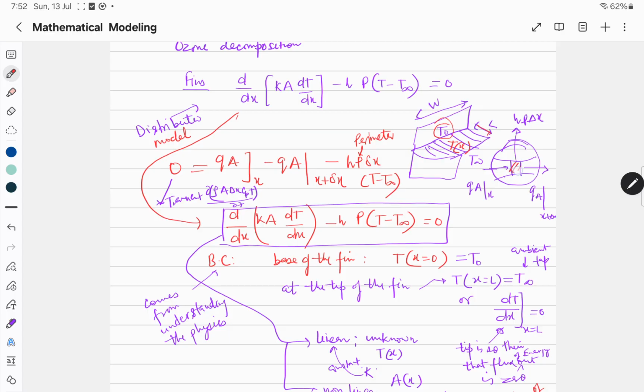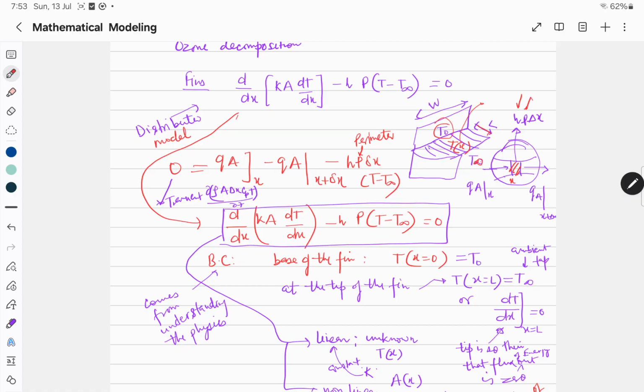So take a small strip like this. Heat going in is QA at x location, and heat going out is QA at x plus delta x, and some heat will be going outside from this fin to the atmosphere. So that's related to h P delta x (T minus T infinity). h is the heat transfer coefficient, P is the perimeter, and the surrounding temperature is T infinity.